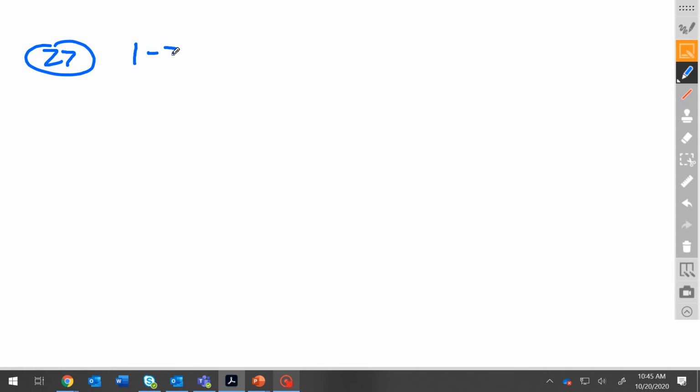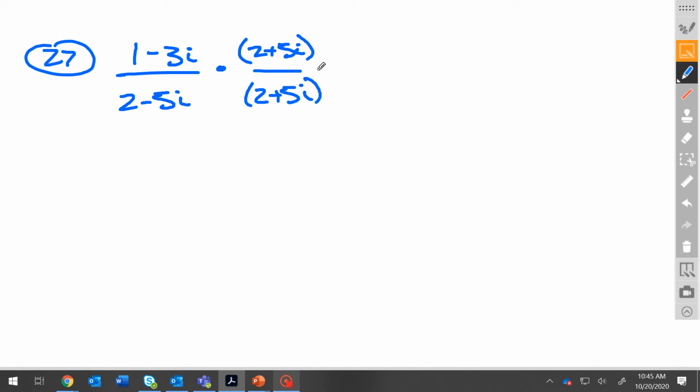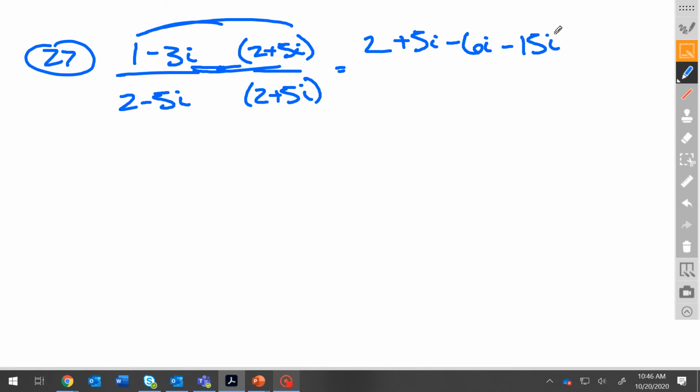(27), we have 1 minus 3i over 2 minus 5i. We need to multiply the numerator and denominator by the complex conjugate, which is 2 plus 5i. The real part stays the same, but the imaginary part is opposite, so 2 plus 5i. We're going to use the distributive property to multiply the numerators and denominators. So 1 times 2 is 2. 1 times 5i is 5i. Negative 3i times 2 is negative 6i. And negative 3i times 5i is negative 15i squared.